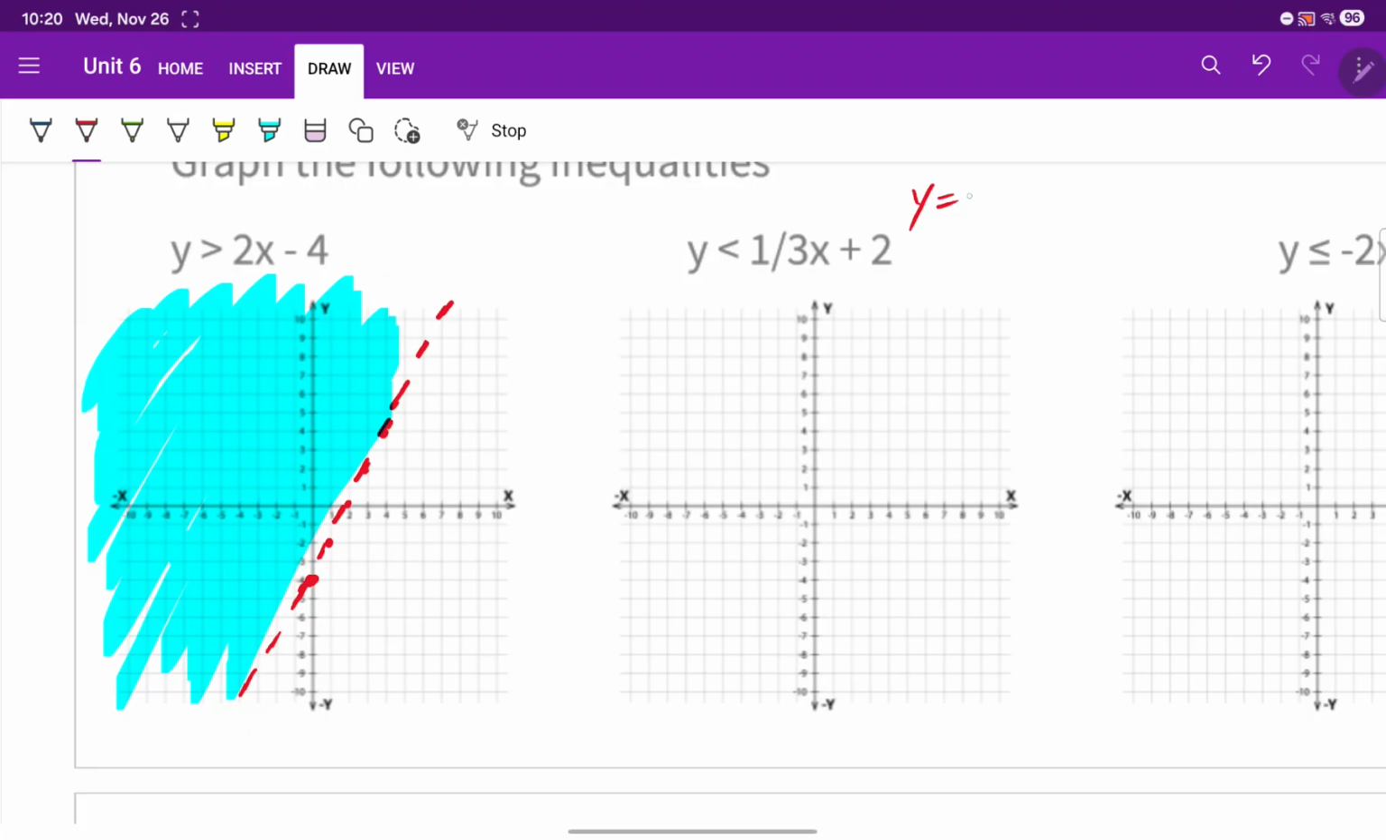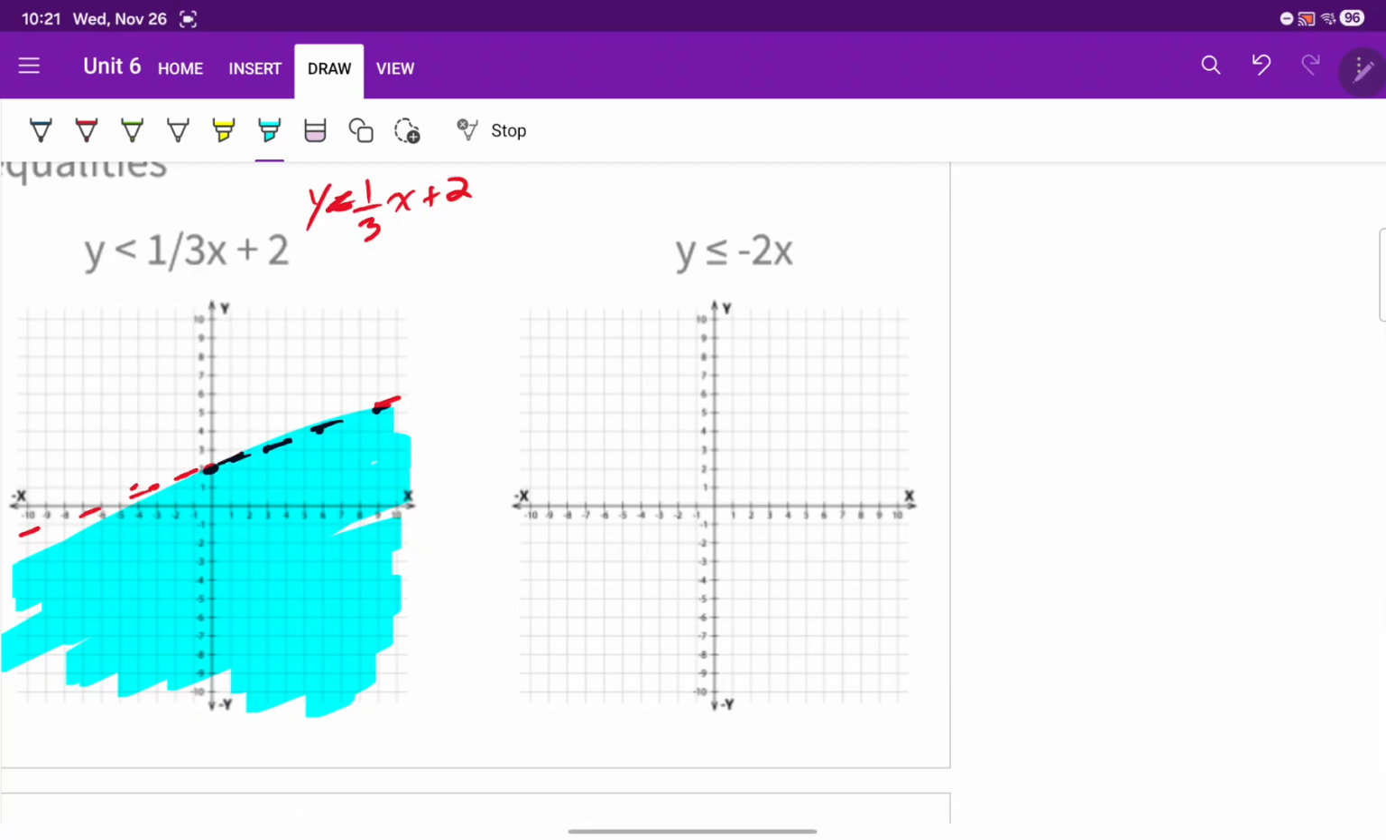I'm going to rewrite this one as y is less than a fraction, plus 2. I just like to rewrite it as a fraction like this, a little easier to see. What time is it? 10:20. Okay, I got to move here. So this one's going to start at 2, and it is going to go up 1 over 3, up 1 over 3, up 1 over 3, and it is just less than, so this is just going to be a dotted line as well. Oh, that was the wrong point. Dotted line here. It's less than, so this one we're going to shade below the line.